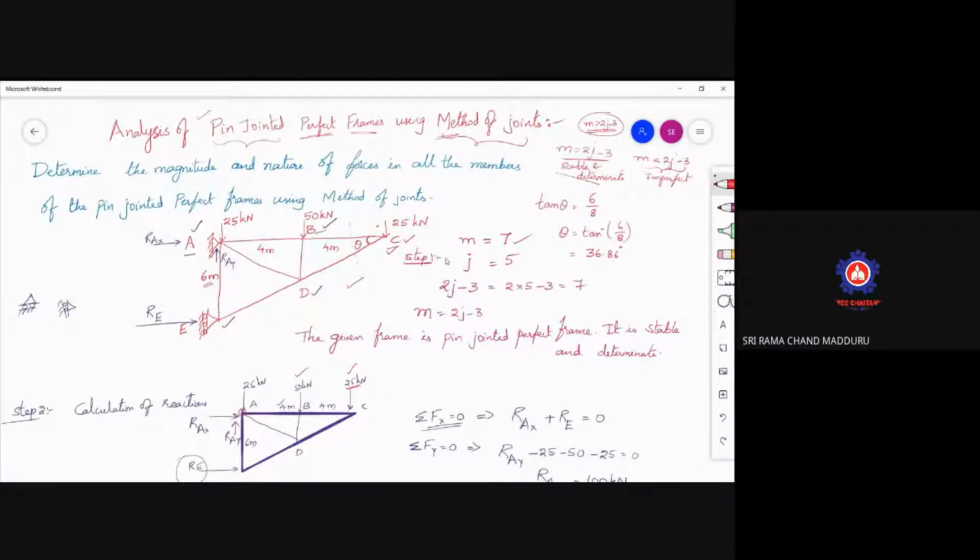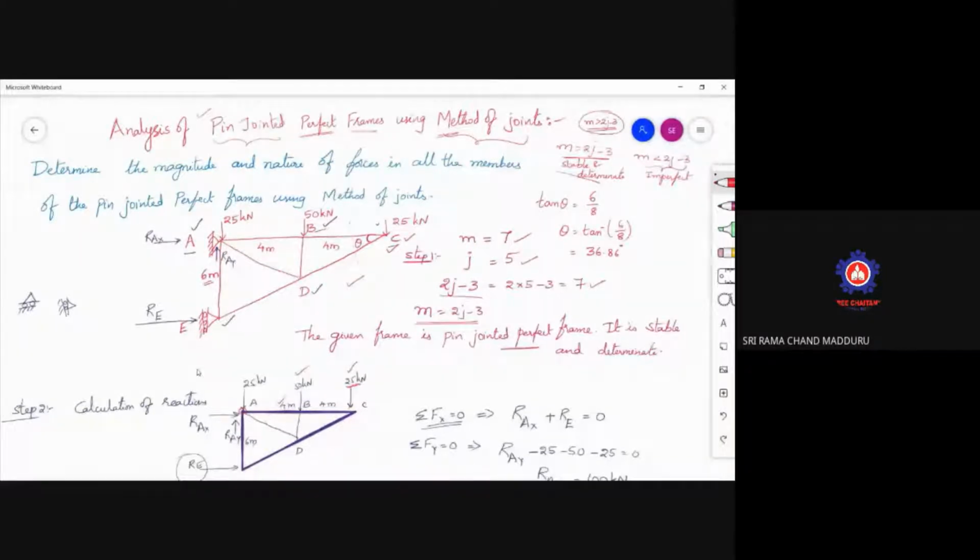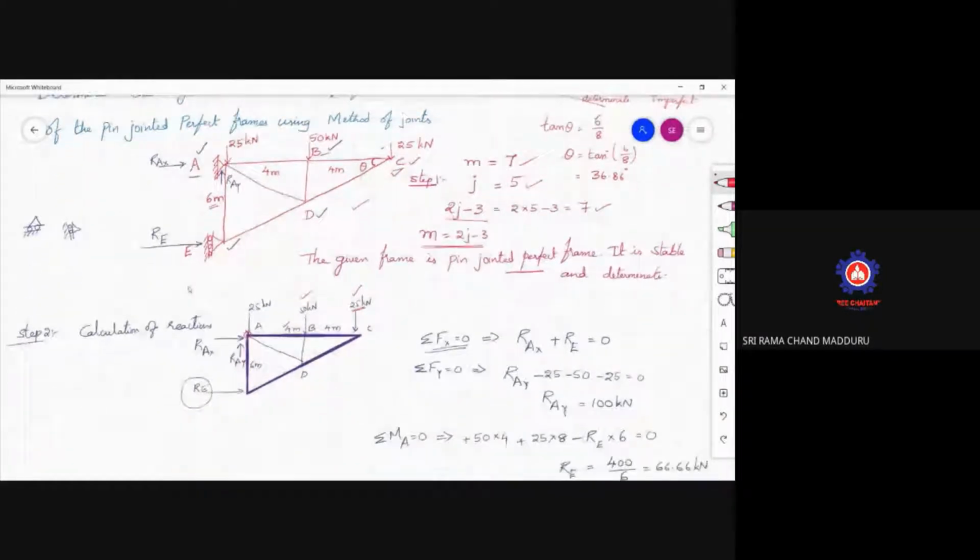And you have joints. A joint is nothing but wherever 2 or more members meet at a point. Here A is one joint, E is one joint, D is one joint, B, C. So total joints are 5. 2j minus 3, 2 into 5 minus 3 is 7. So m is equal to 2j minus 3. The given frame is a pin-jointed perfect frame. It is stable and determinate. So this is step 1.